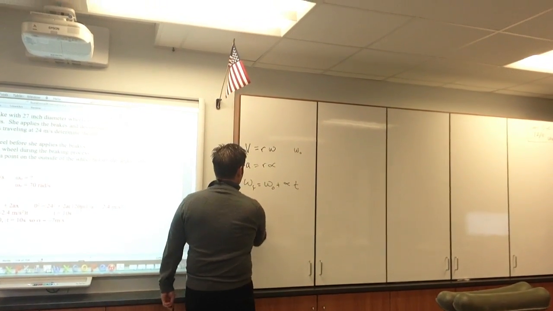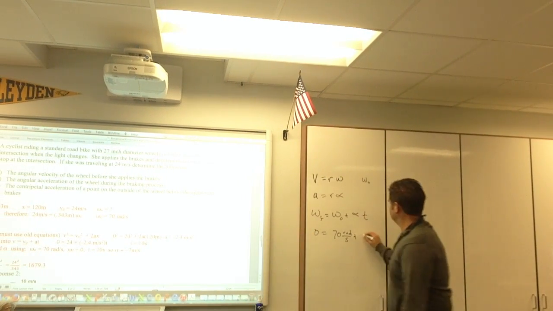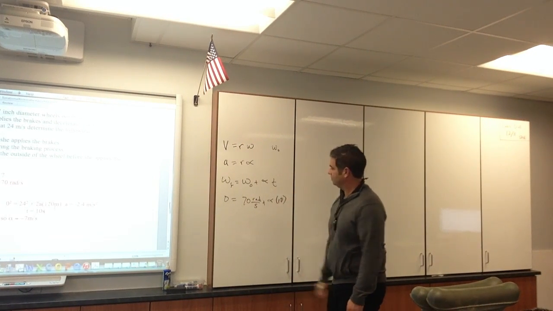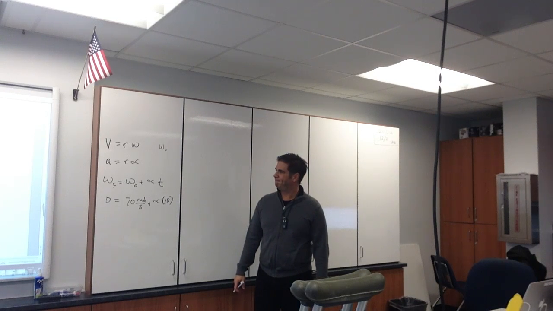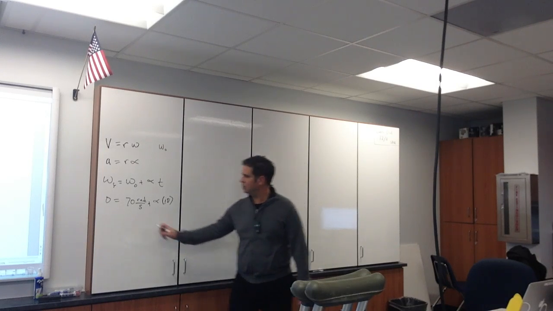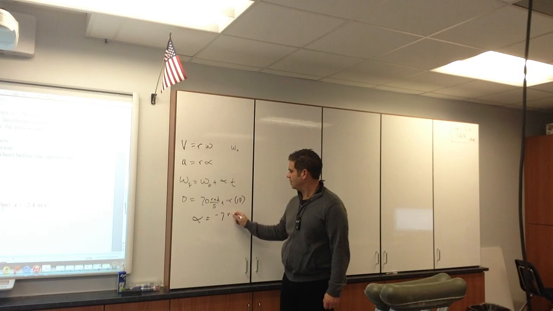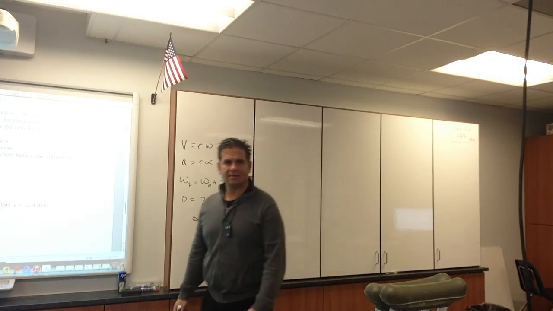So you go 0 equals 70 radians per second plus what we're looking for times 10. So if you do this right, you end up with minus 7 radians per second squared. Now, why is it minus?